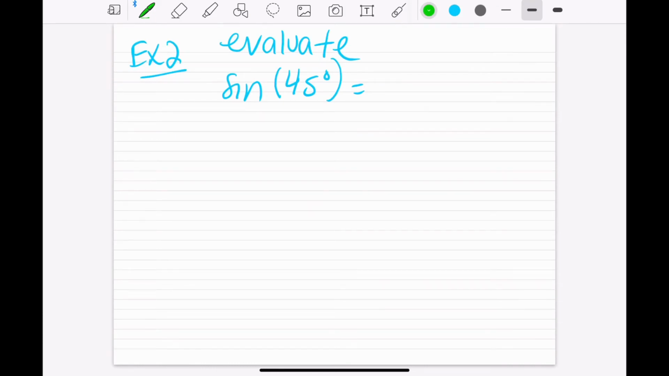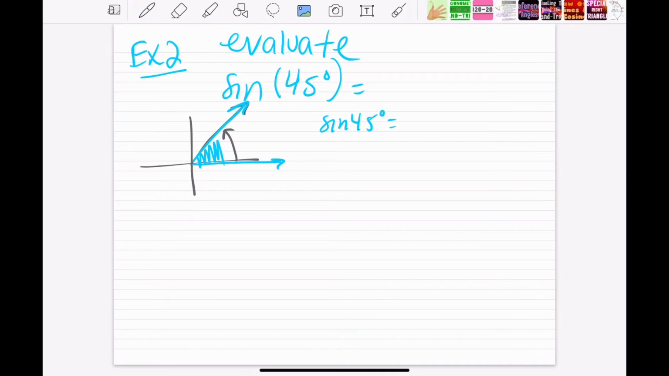The very first thing is to find the reference angle. 45 degrees, it's right here in the first quadrant. So the reference angle, the angle from the terminal side to the closest x-axis, in this case, is 45. So we're going to do the sine of 45 degrees.